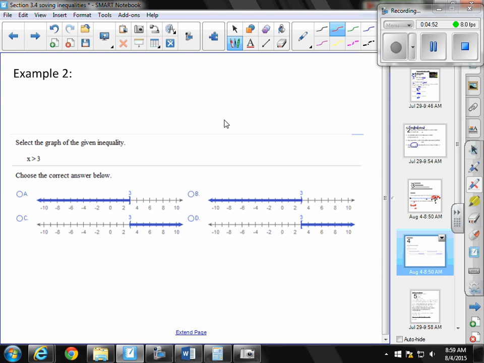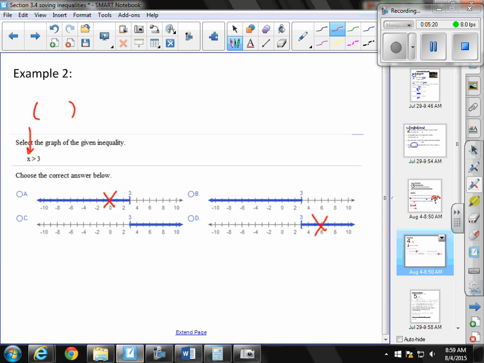Example number 2, this time we're given an inequality and asked to select the correct graph. So this inequality says x is greater than 3. So greater than, I know just from that we want to have parentheses in our answer. Okay, we're not going to have any square brackets. So I can eliminate answer choice A and I can eliminate answer choice D because those use square brackets.